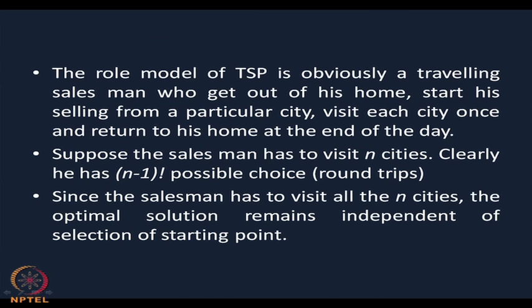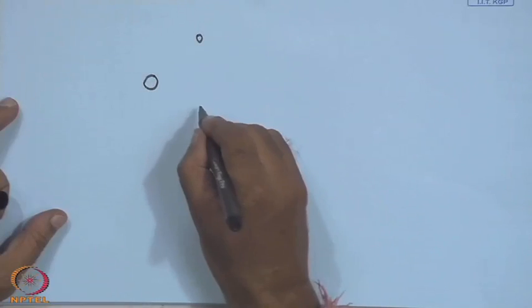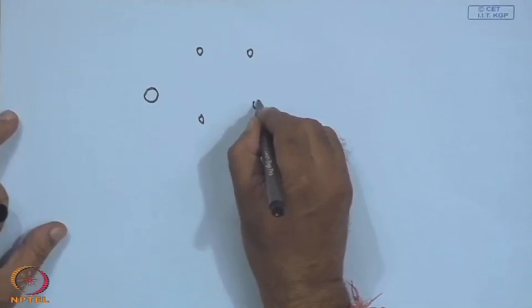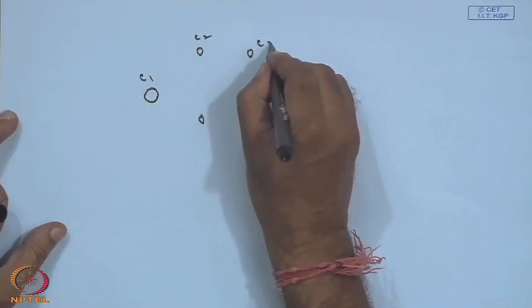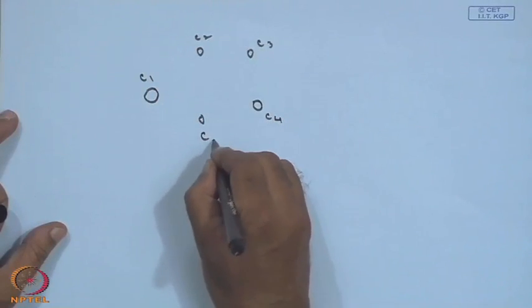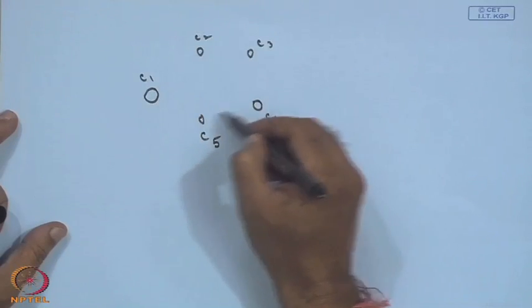Therefore, the role model of TSP, as I was telling you, obviously is a traveling salesman who comes out from his home, starts his selling from a particular city, visits each city once and returns to his home at the end of the day again. So, basically there are n cities. If I draw something this way, there are n cities which I am marking by these nodes. So, cities are C1, C2, C3, C4, C5, something like this. From his home he starts, he has to visit all the cities one after another.